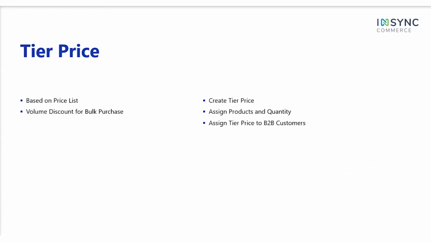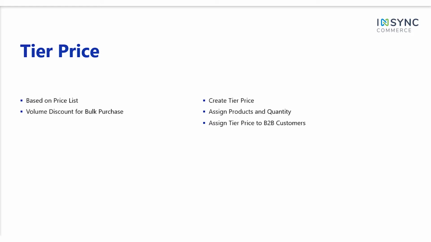So tier price is a pricing rule which is present in the InSync Commerce B2B commerce platform. It is based on price list. Price list, as we know, is a segmentation of customers based on commercial activity. Tier price is based on that, and it is designed to offer volume discount for bulk purchase. It is very suitable for the wholesaling business scenario, where wholesalers wish to buy products in bulk and are expecting some additional discount for this bulk purchase.